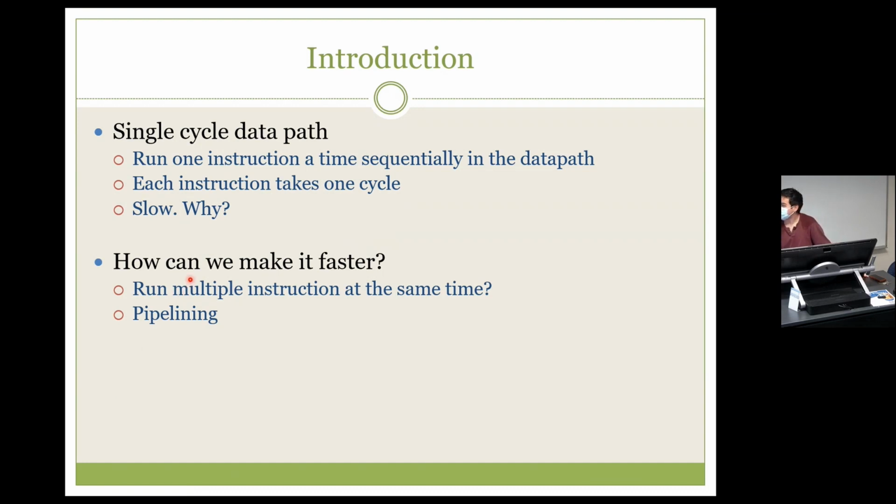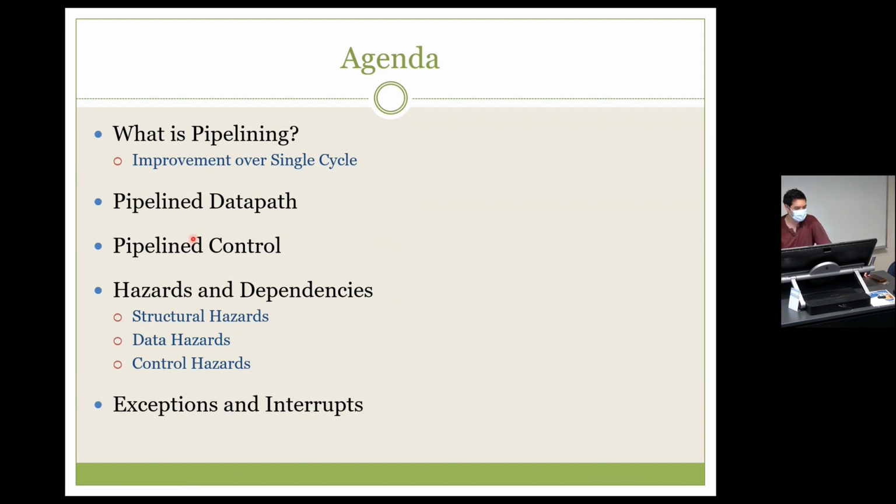So how can we make it faster? Well, one way is we can run multiple instructions at the same time with pipelining. And in this chapter, we're going to go over what is pipelining, how does it improve over the single cycle, and we're going to do the pipeline data path, pipeline control, and then we have these new things that we need to handle in our pipeline data path, which are hazards and dependencies. Because we're going to have multiple instructions running at the same time.